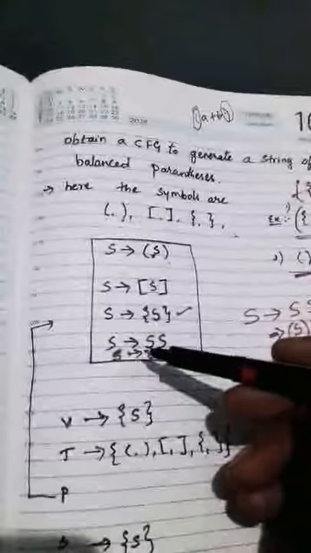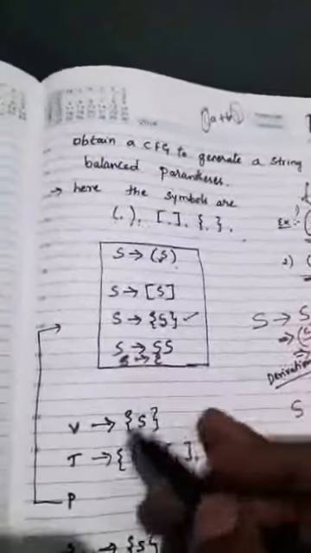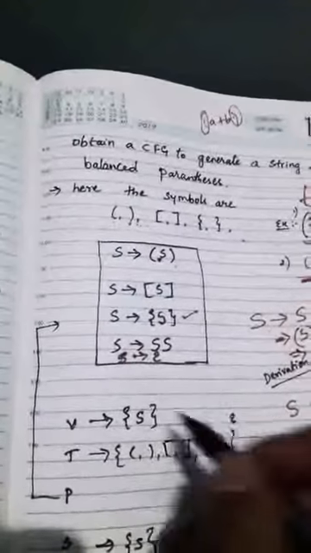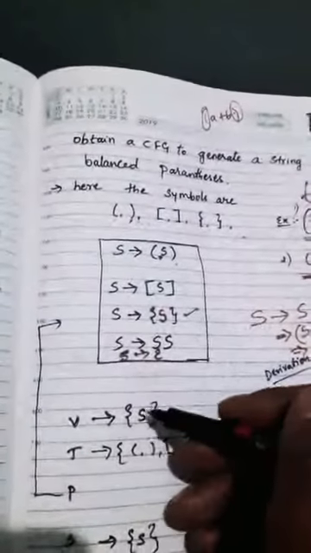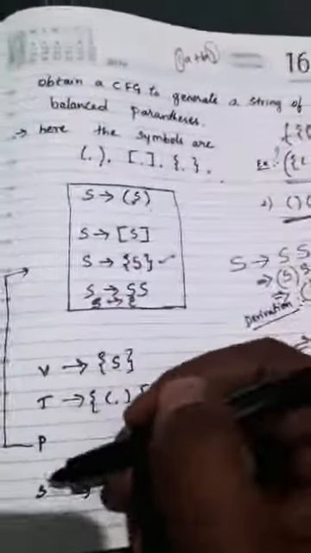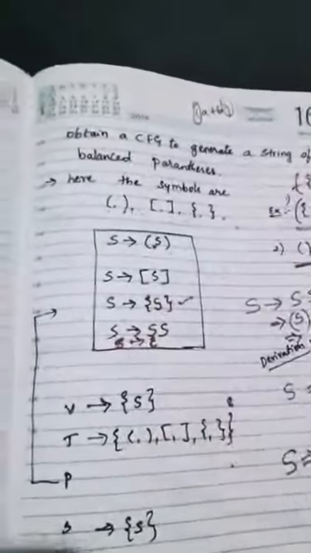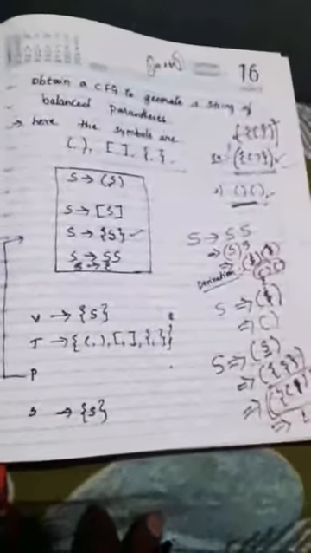So the terminating symbols here are the brackets followed by epsilon. The non-terminal or variable is S. The starting symbol is also S only. And these are the productions you have in the given problem. So this is the problem for balancing the brackets.